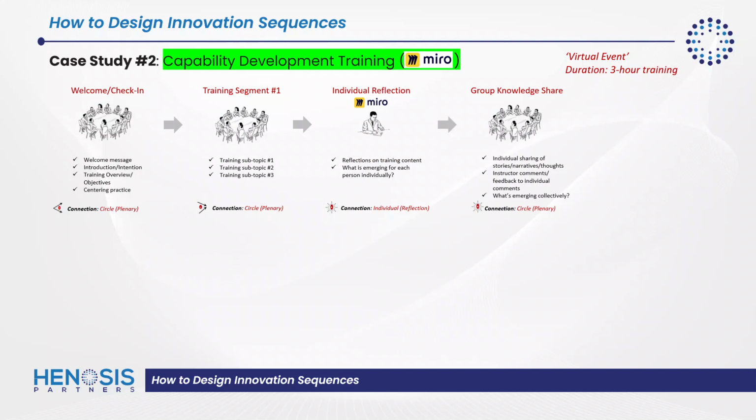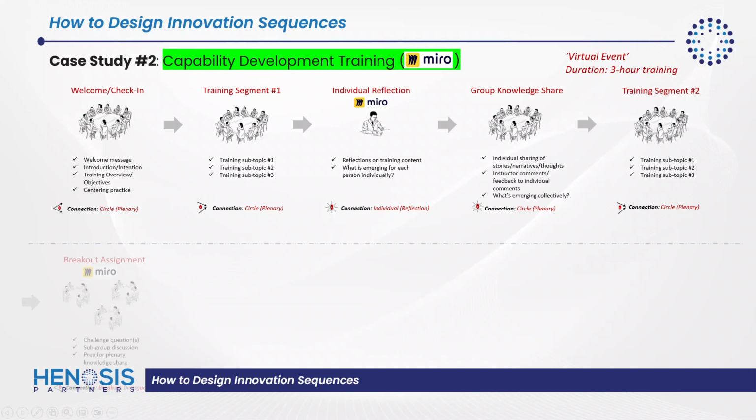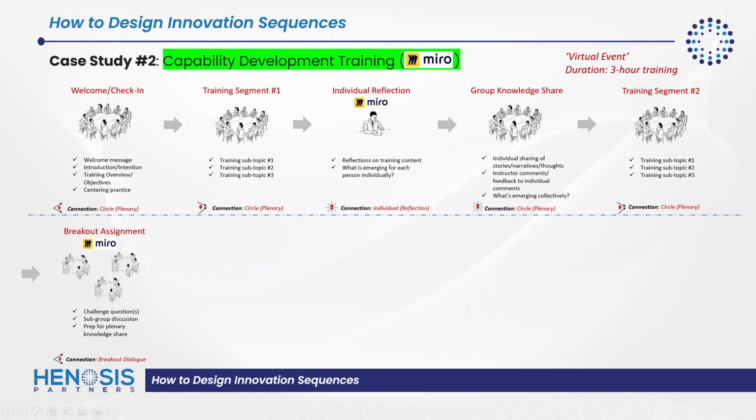This was an emergent activity, and the connection type was circle. After the group knowledge share, we engaged in a second round of training, which was a convergent activity, and the connection type was circle. We then initiated a breakout assignment, again leveraging the Miro Canvas tool.